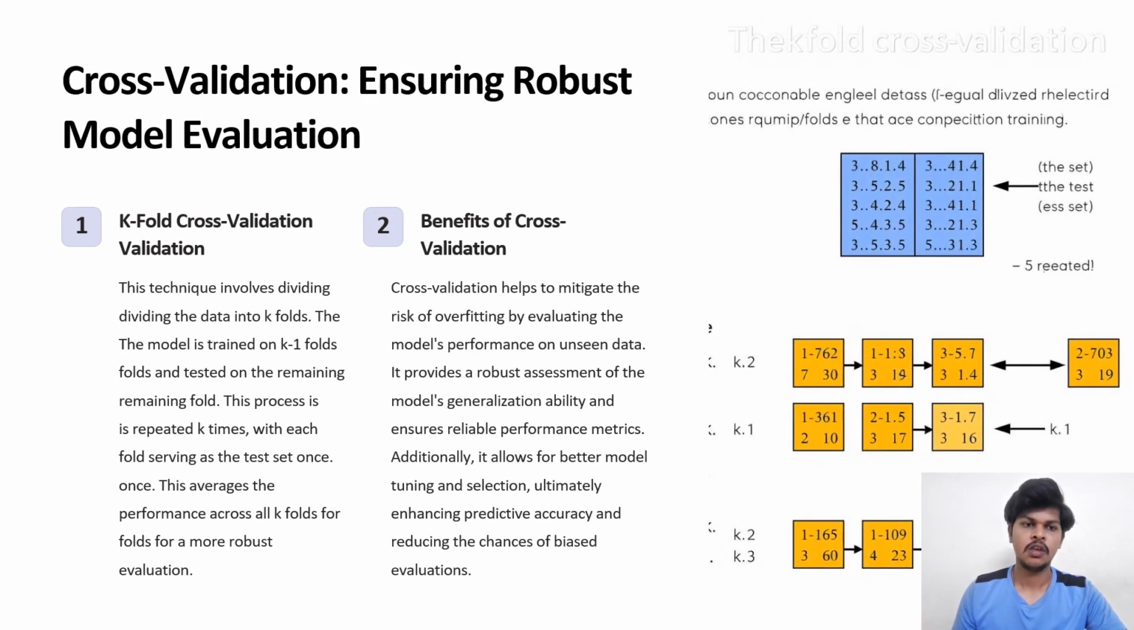Validation. K-fold cross-validation. This technique involves dividing data into K folds. The model is trained on K-1 folds and tested on the remaining fold. This process is repeated K times, with each fold serving as the test set once. The performance is averaged across all K folds for the most robust evaluation.